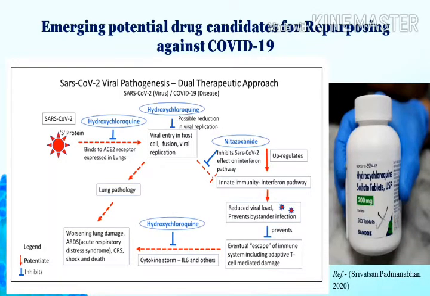So it has been hypothesized that hydroxychloroquine binds to ACE2 receptors expressed in the lung, indicating that it may hamper the virus binding to the host cell.